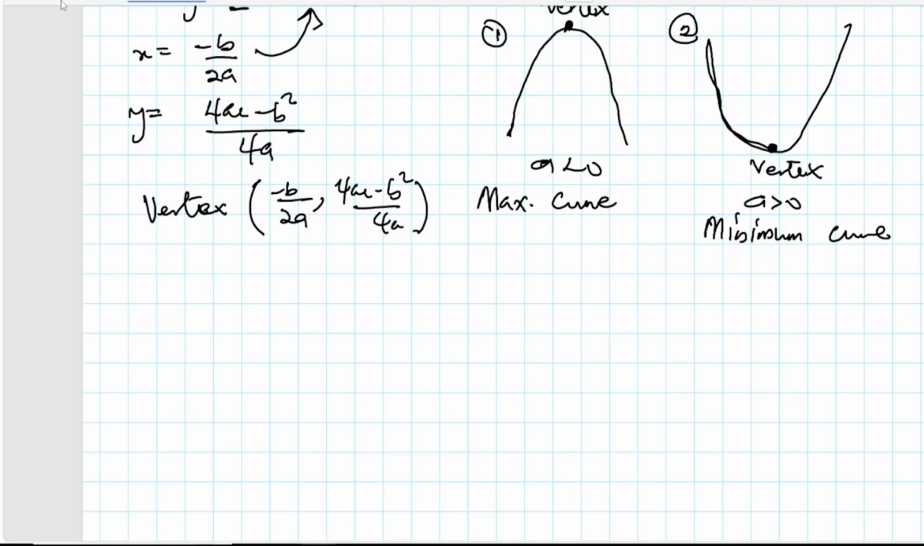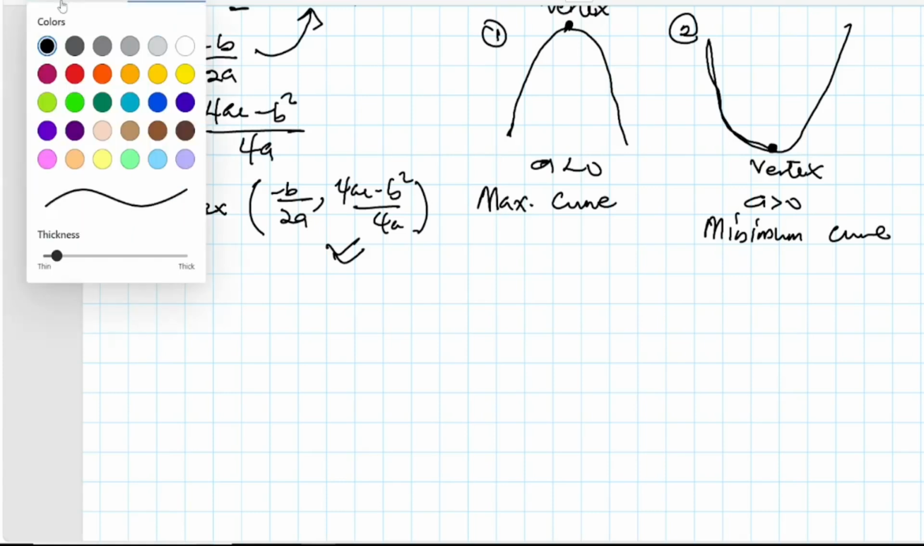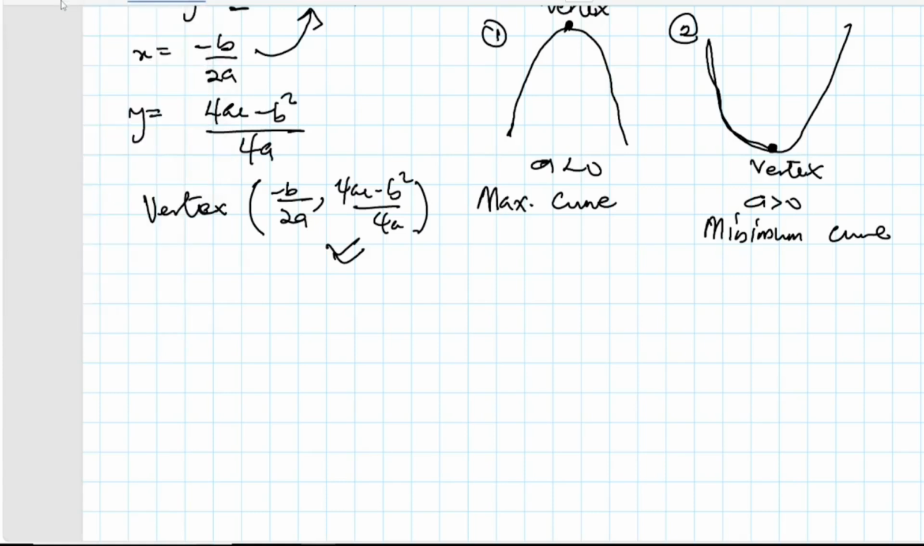You are not expected to memorize both formulas. What you're expected to do is to be able to find at least one of them, either the y coordinate or the x coordinate, because after finding the x coordinate, you can just substitute into the equation to get the y coordinate, or the other way around is also possible. So that is how you find the vertex or the turning point of a quadratic curve. Now, the next thing we're going to talk about for quadratic curves is the line of symmetry.